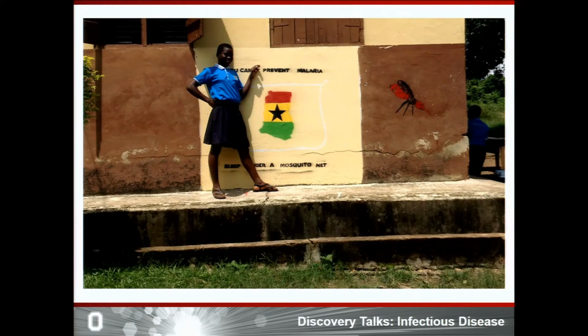This is one of my favorite students in front of one of my favorite murals in front of the library that I worked at in my community. The mural says you can prevent malaria, sleep under a mosquito net, and it has the country of Ghana with the Ghanaian flag inside of it. There's also a cute stencil next to it that says "Fight the Bite," and it's shaped like a mosquito.